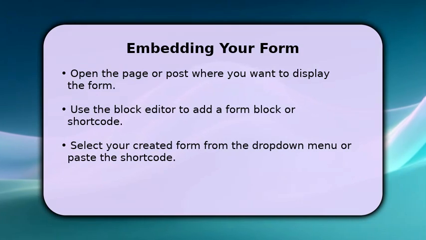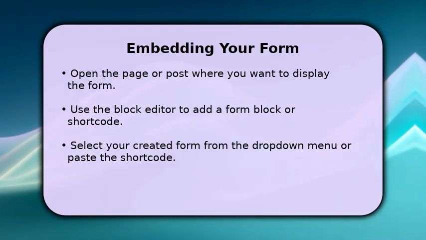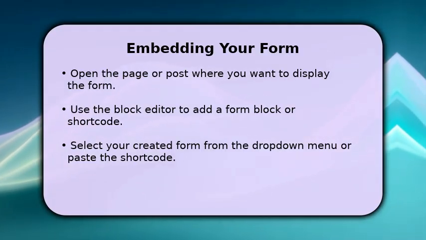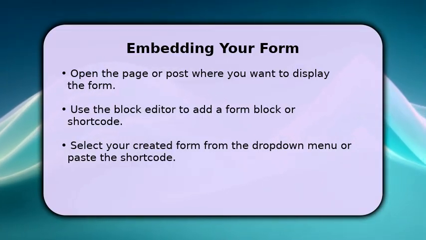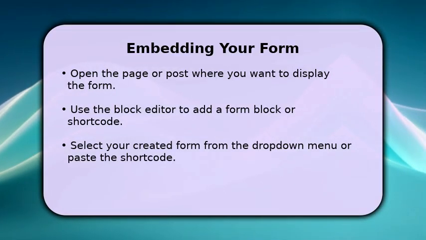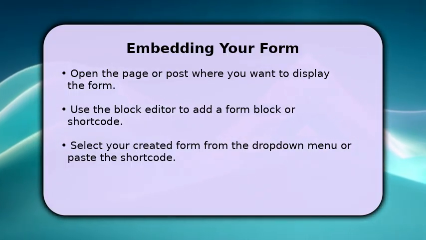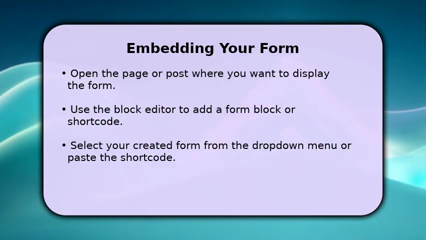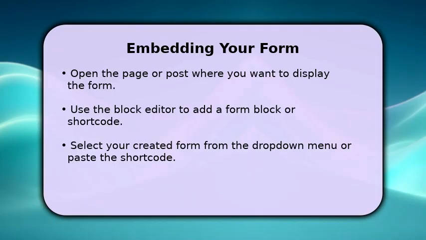The final step is embedding your newly created form onto your WordPress site. Navigate to the specific page or post where you wish the form to appear. If you are using the block editor, simply add a new block and search for your form plugin's dedicated form block. Alternatively, you can copy the form's unique shortcode and paste it directly into any text area. Once embedded, publish or update your page, and your form will be live and ready to collect submissions from your visitors.